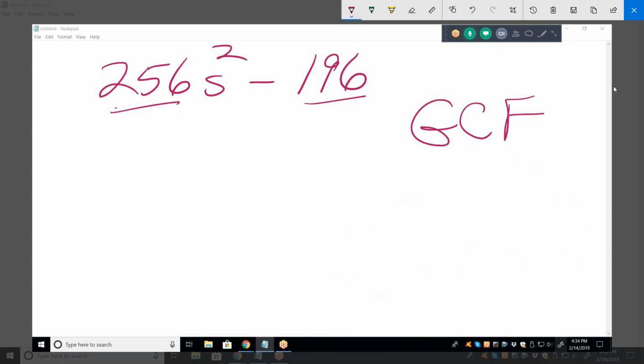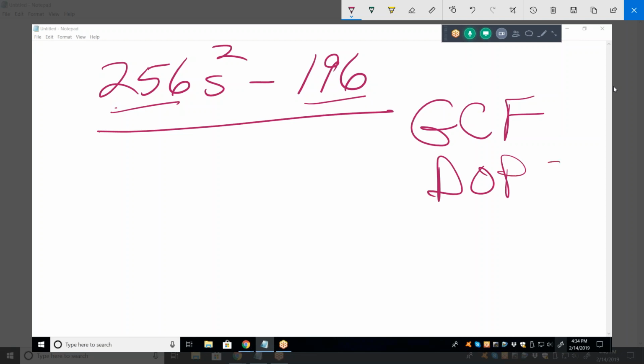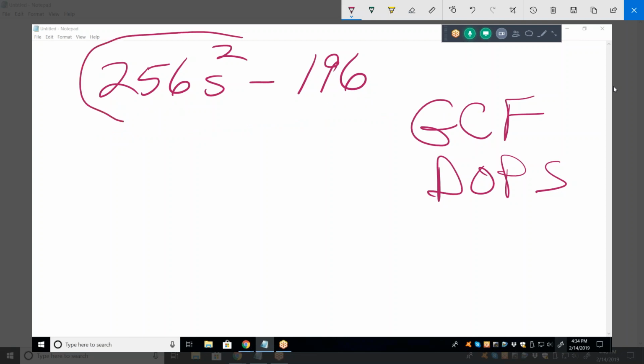But before I do that, what's the second thing you look for? In things like that, where you have just a squared term and just a number, and they are being subtracted, I call it dopes. What does dopes stand for? Difference of perfect squares. That's what it stands for. Now, at your level of math, or at high school level of math, you're only going to apply dopes when you're dealing with 2 perfect squares. So the question is, is that a perfect square?